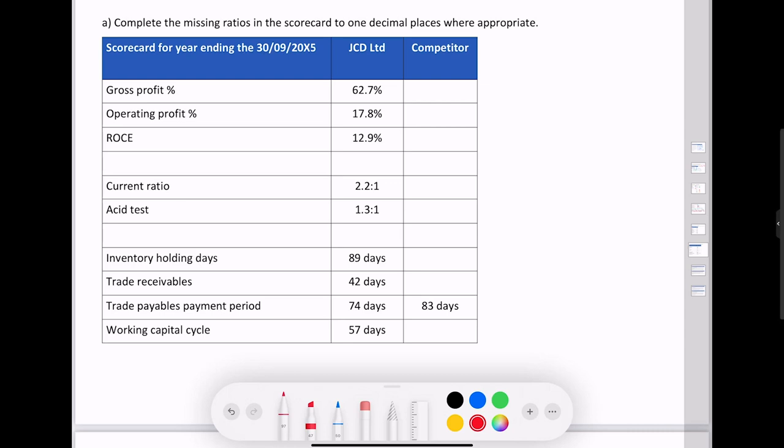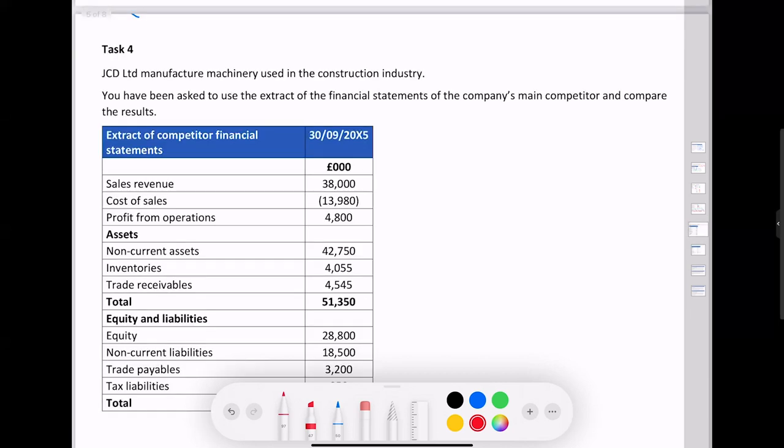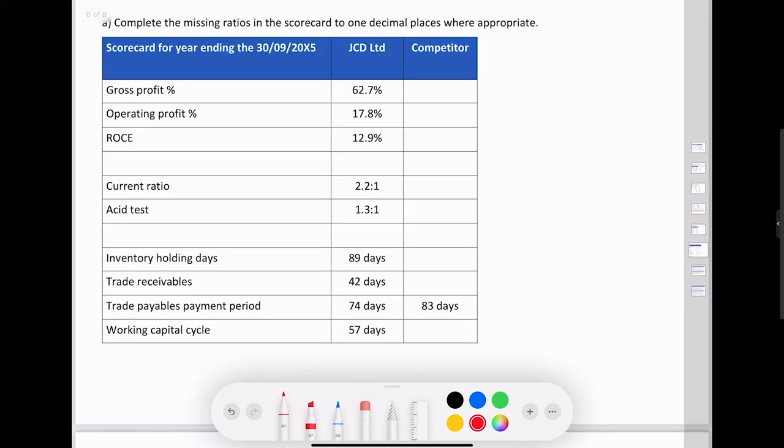So gross profit percentage and operating profit percentage will follow the same approach as what we've done in the previous questions that we've completed. So I'm not going to run through the calculations for those specifically. We'll just get those in. If we just go back up, we know that this is gross profit over revenue times 100, and that calculates to be 63.2%.